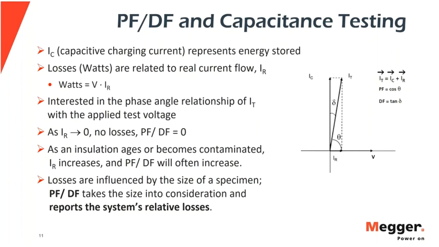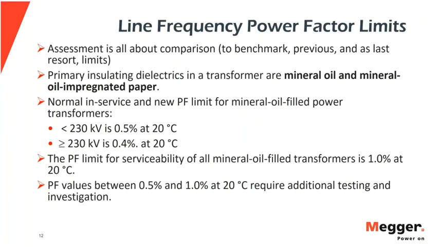Out of the total electric field that the insulation is subjected to, what percentage is lost to heat, AKA unrecoverable. Now, as far as assessment of power factor, it's all about comparison: comparing to benchmark values, to previous values, which are actually the same as benchmark values but previous test results. And as a last resort, if you've got nothing else, comparison to limits. Obviously, trending is a preferred analytic method, but it requires more than one previous result to create a trend.